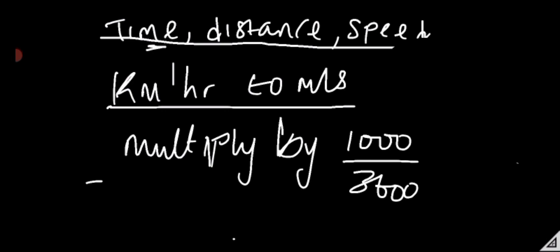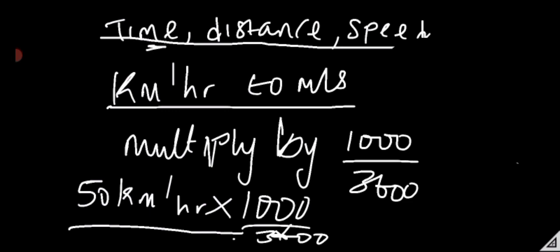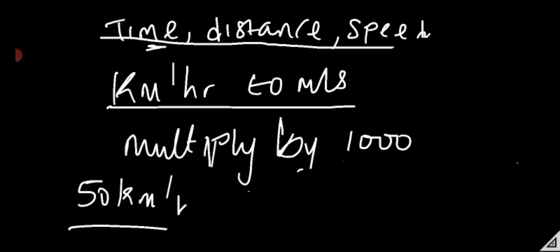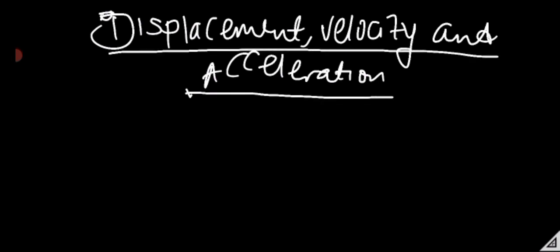So for example, let's say we have a question in which the speed they gave you was 50 kilometer per hour. You are not supposed to solve with this. You are supposed to solve with meter per second. So to convert this 50 kilometer per hour to meters per second, you first multiply it by 1000 over 3600, then your answer is what you will use to calculate. Alright, so I think we are done with that. The next one we'll talk about is displacement, velocity, and acceleration. So let's talk about displacement.